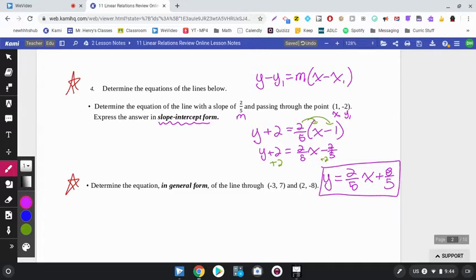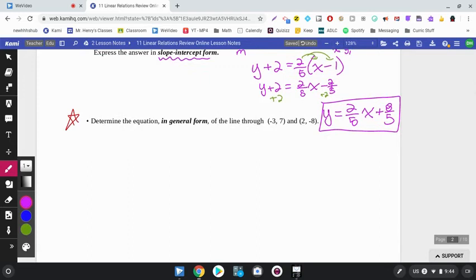Okay. Next one, this is a doozy. Determine the equation in general form of a line through -3, 7 and 2, -8. Well, what this relies on is finding slope, because I have a point, right? I actually have 2 of them. Let's call it x1, y1, x2, y2. I have, okay, those 2 points. So for slope point form, I can pick either one of them as my point. What I don't have is slope.